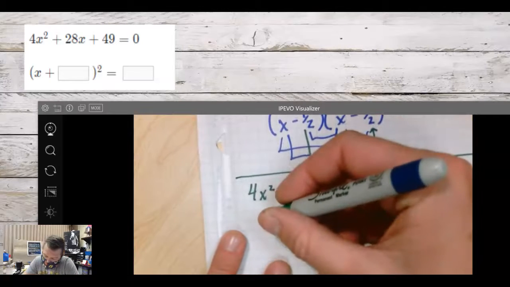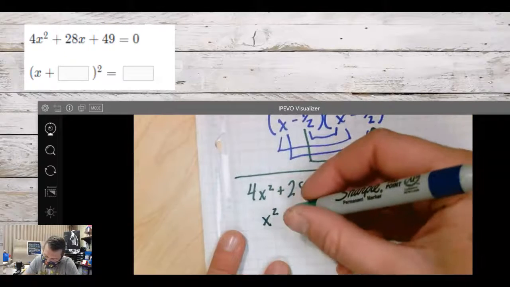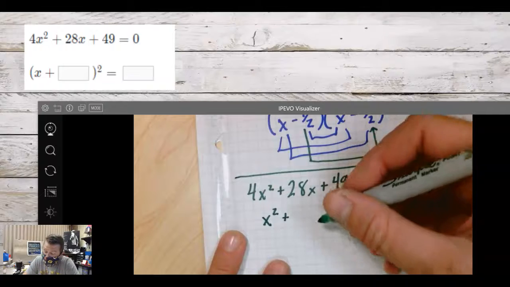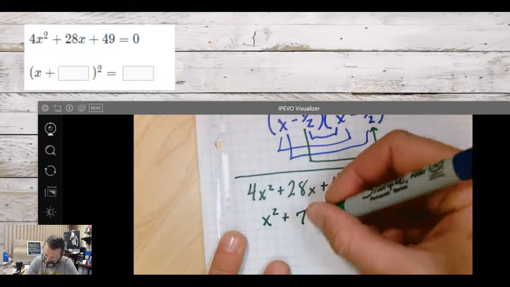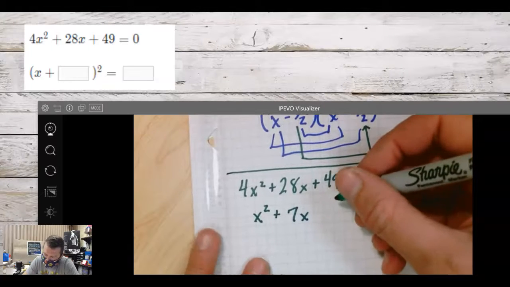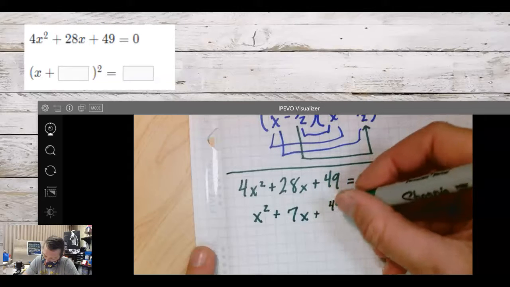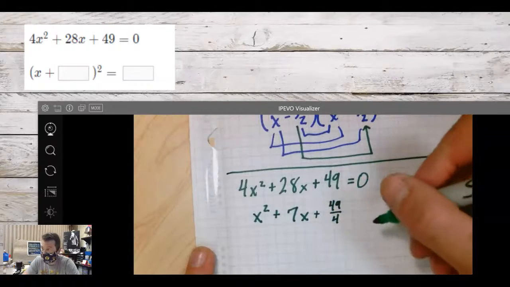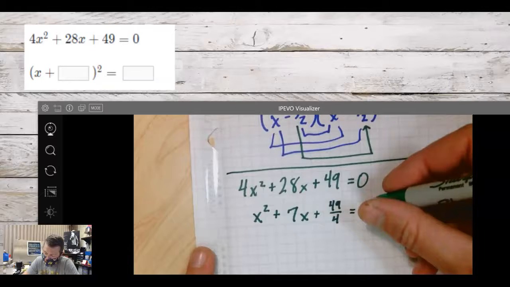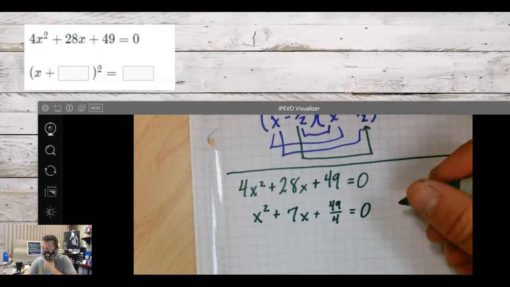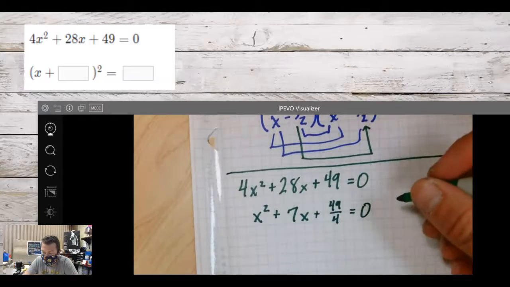So divide by 4 gets me x squared. 28 divided by 4 is 7. That's going to be nice and fun to work with. 49 divided by 4. Don't ever try to do math that you don't need to do. We don't know if we're actually going to need to do that division yet. We might as well just write it as an improper fraction.